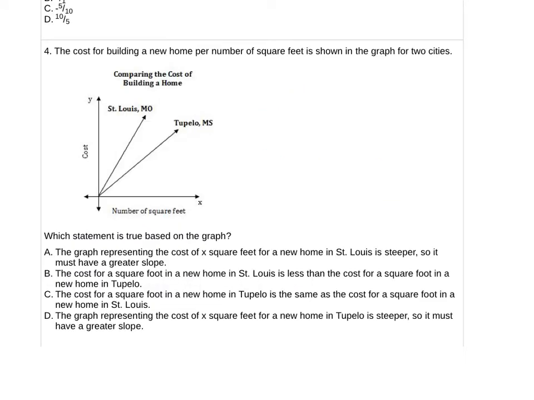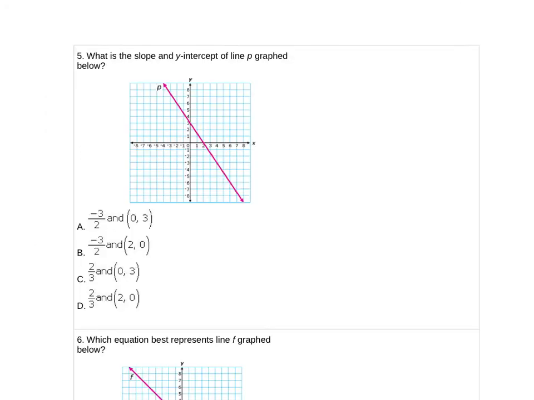Number 4, it gives us the cost for building a new home per number of square feet shown in the graph for 2 cities. And it says which statement is true based on the graph. The big thing I want you to see here is that the steeper a slope is, the greater the slope is. So the slope for St. Louis, Missouri is the steepest, so it's the largest cost per square foot, and so it would be answer choice A.